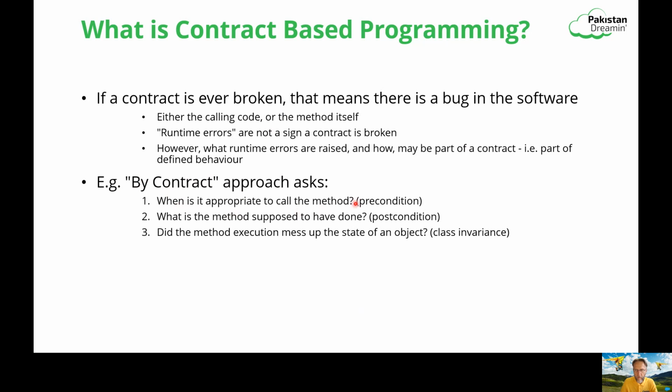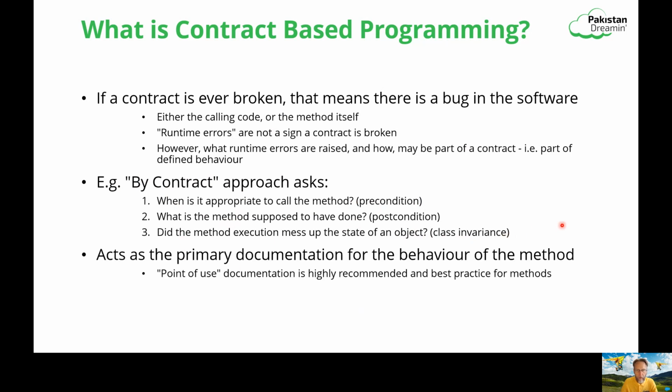So the by contract approach, which is one of these flavors of programming by contract, asks: when is it appropriate to call a method? That's your precondition. What is the method supposed to have done? That's your postcondition. And did the method execution mess up the state of an object? That's your class invariance. And we'll have a closer look at all of those. And your contract for a method acts as the primary documentation for the behavior of the method. It's point of use documentation because you put that documentation right at or within the method, which is the best place to have the documentation.